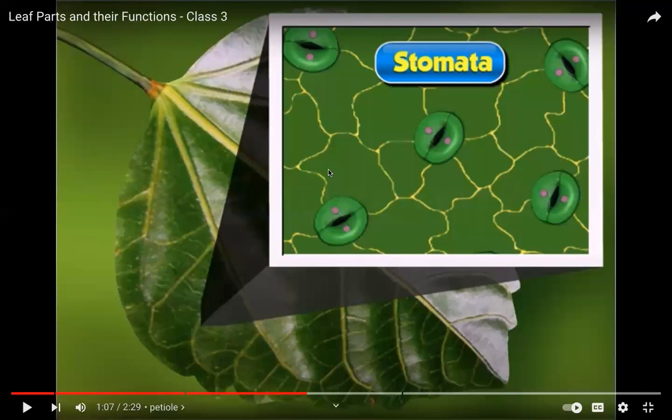What does this stomata help in doing? The stomata helps in respiration or in breathing. Through this stomata only, the leaves breathe in oxygen during the night and breathe out carbon dioxide. And during the daytime, the leaves breathe in carbon dioxide and breathe out oxygen. Is it clear to him?